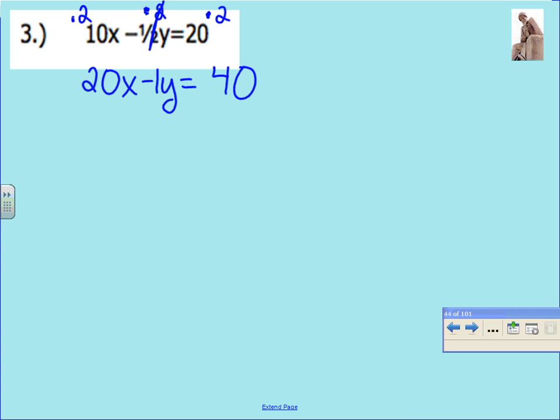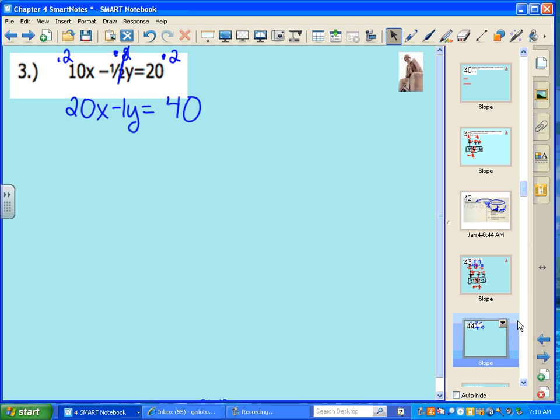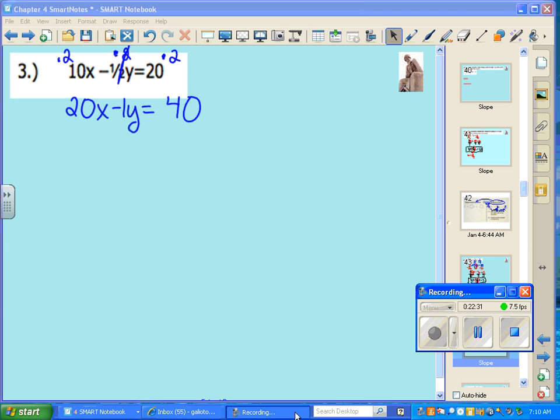At this point, it's your job. I want you to follow those 2 steps we just did on 1 and 2. Put this into slope-intercept form and also identify what m is. So we will be checking 4 and 5 from the top and this number 3 to make sure you did this on your own. I hope this video makes sense. If not, feel free to come see one of us so we can clarify anything you're confused on.